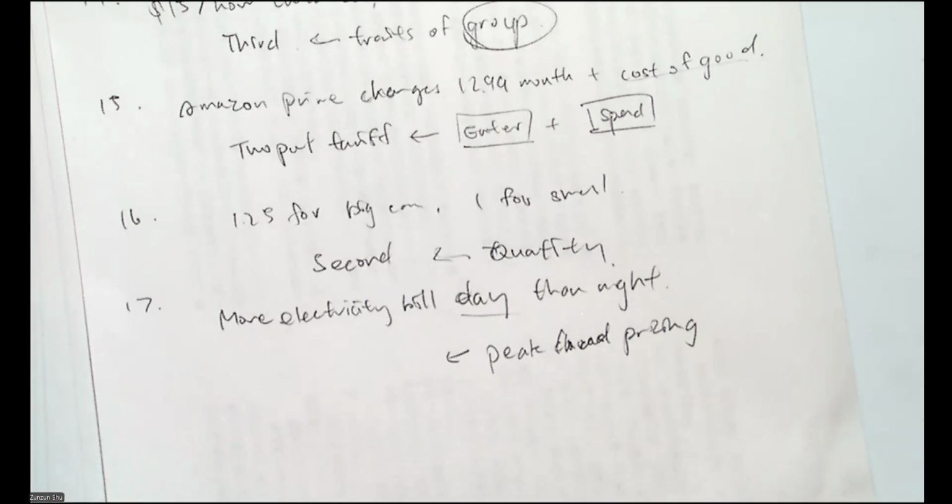And lastly, there's a question of what intertemporal is. So any idea of what intertemporal price discrimination is?